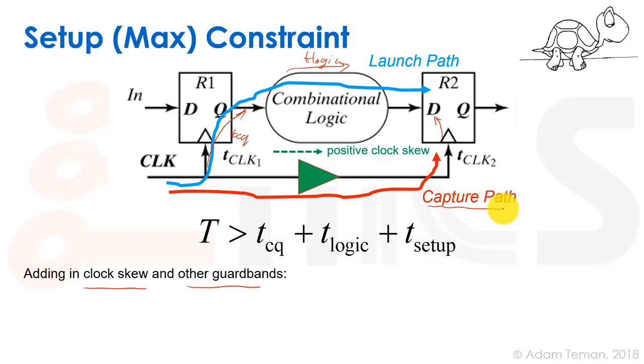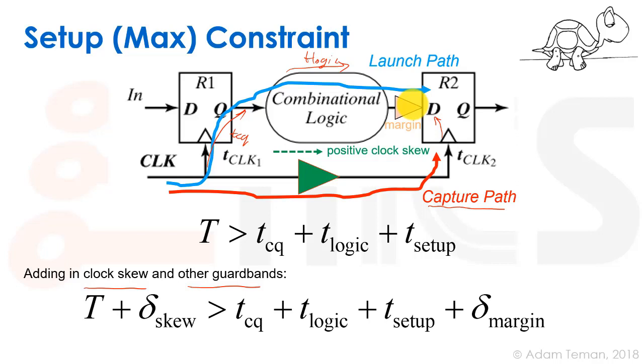Then again, we also would like to guard band for other things that we'll discuss a bit later on in the course, which are all kinds of margins that can go into the data path to ensure that we are actually catching all of the cases. So this margin over here is part of the launch path. And therefore, when we add these two deltas, these two parts, this would be delta skew, and this will be delta margin. So T plus delta skew is on the capture path, which has to be larger than TCQ plus T logic, plus the T setup that we discussed already, plus this delta margin that we have added here. And we will discuss later on where delta margin comes from and where delta skew comes from. So that's our max constraint.